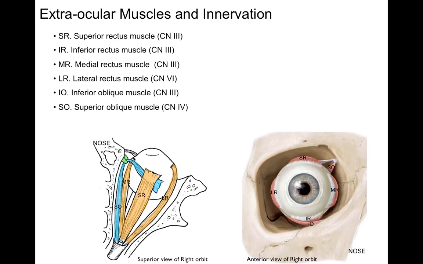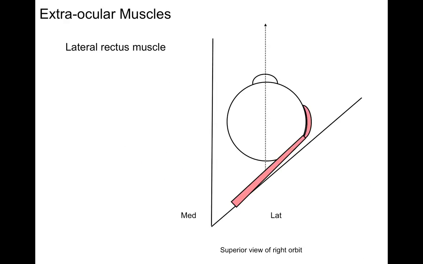So now that we've got those movements, let's look at the extraocular muscles and their innervations. On the left-hand column, we have the abbreviations for superior rectus, inferior rectus, medial rectus, lateral rectus, or four straight muscles, and our inferior oblique and superior oblique are two muscles that attach to the eyeball at an angle. At the bottom of the screen, you see a superior view of the right orbit and an anterior view of the right orbit. We'll go back and forth between these two views.